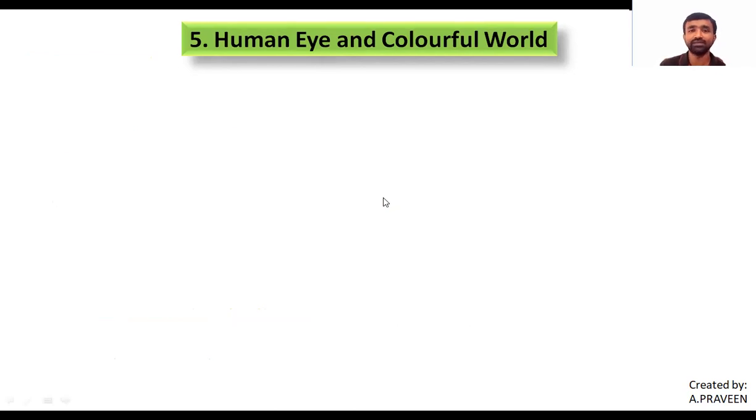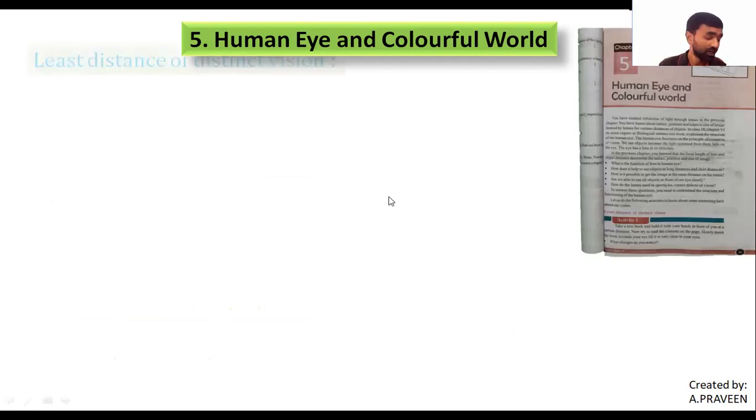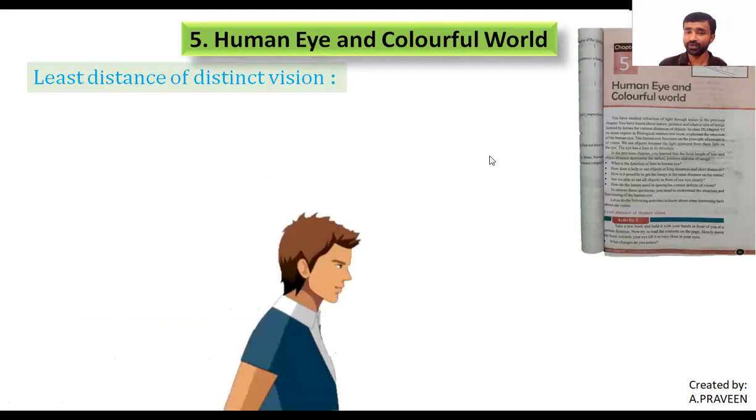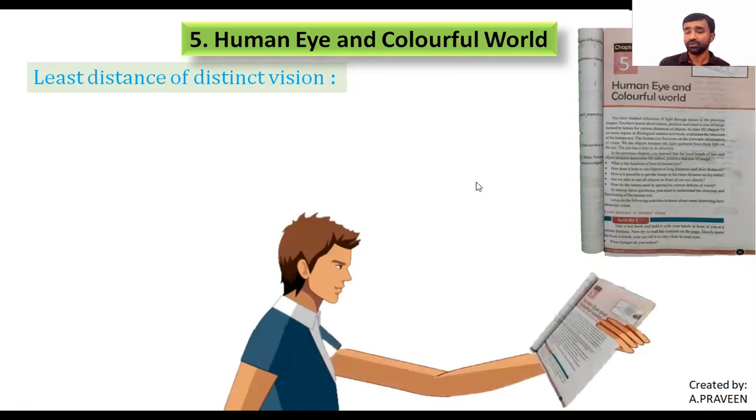Now come to our topic, that is activity 1, to find out the least distance of distant vision, which is given in your textbook, page number 81. To conduct this activity, you need to perform a simple thing, just holding the textbook. Imagine yourself standing normally, holding the textbook in your hand, stretching your hand out in front of you as much as possible, holding the textbook as you see on the screen. Just keep it away from you.